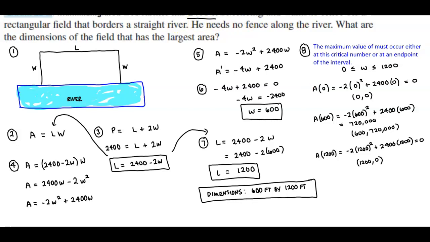So what does that tell us? Well, it tells us a couple of things. It tells us that (0, 0) and (1,200, 0) represent our minimum values. And then the maximum value must occur at the critical number. The critical number is 600, so we can see that this is going to represent the maximum, because again, this represents our critical number.